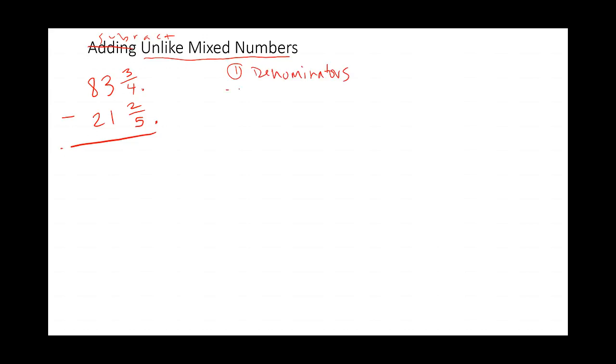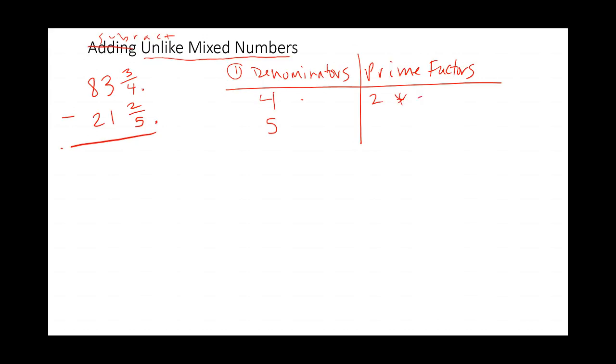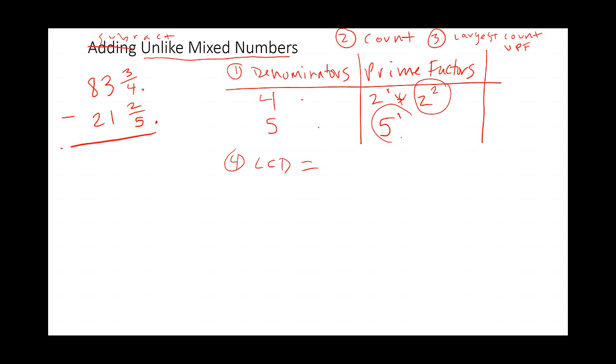So we're going to do step 1, list the denominators, 4 and 5, and we'll have to list the prime factors. For 4, it's going to be 2 times 2. Oh, look at that. 5 is just, that is a prime. Now we're going to do step 2, count. For each list of prime factors, how many of each? Well, this one's easy, 1, 2, so there's 2 2's, and there's 1 5. Now, step 3, we have to list largest count of unique prime factors. Well, this one's easy. For step 4, LCD, that's going to equal, well, this one and this one. 2 times 2 times 5, and let's see, that must be 20.